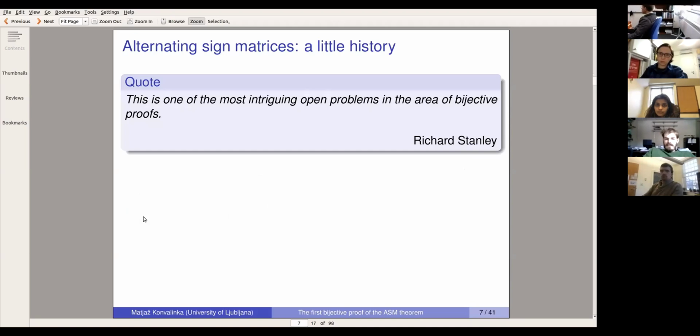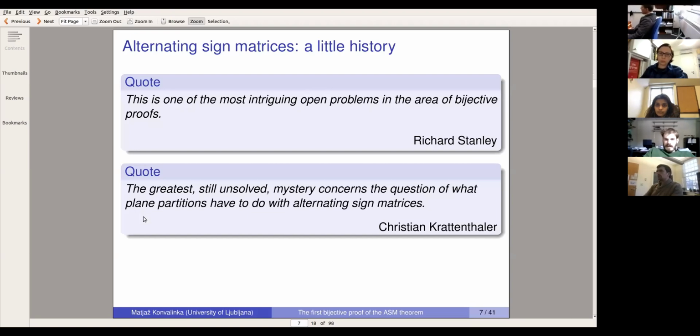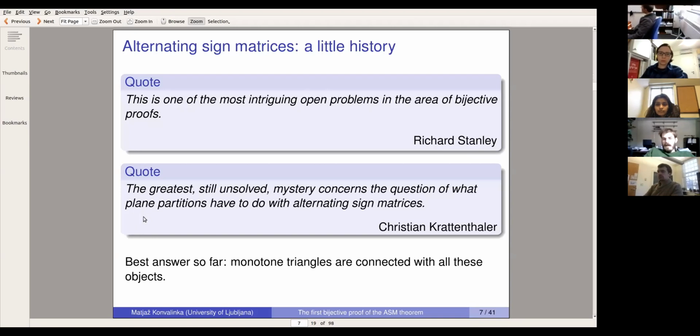So here is a quote by Stanley. So that's his opinion about ASMs. Christian Krattenthaler also said something along these lines. And I would say that the best answer as to what all those objects have in common is that monotone triangles are connected to all of them. So they're kind of like the connection between all these objects.